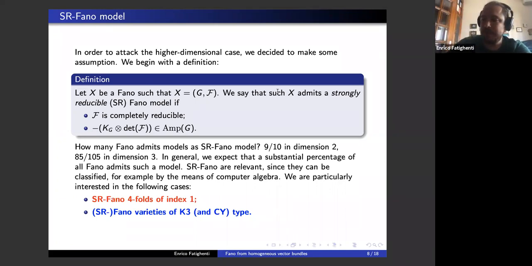And maybe I should mention that it's possible, and quite easy in some sense, to understand if a Fano variety admits an SR model, but it's quite hard to prove, or at least I don't know how to do it, that a Fano variety cannot admit such a model. So when I say that, for example, 85 out of 105 in dimension 3 admit such a model, it means that we don't know how to produce such a model for the rest of them.